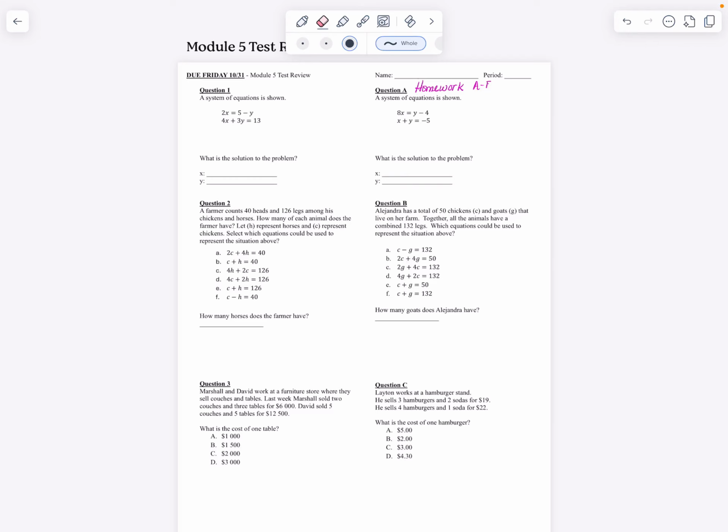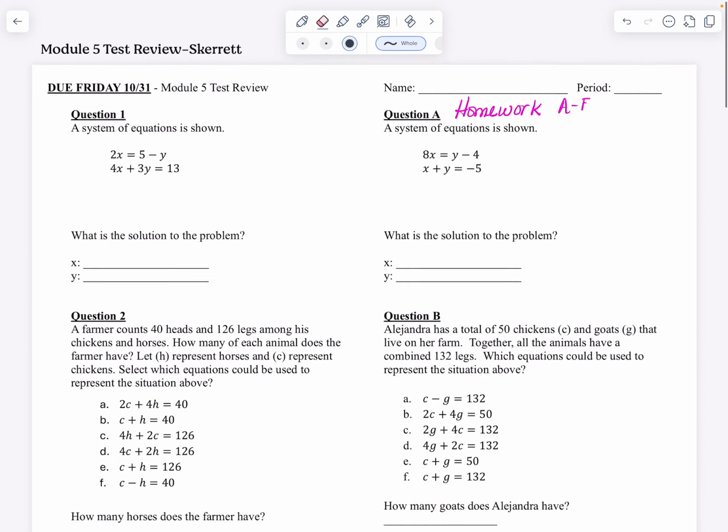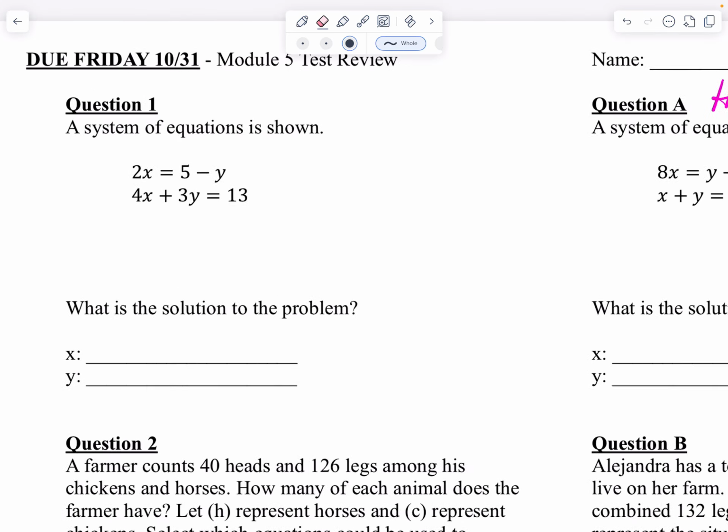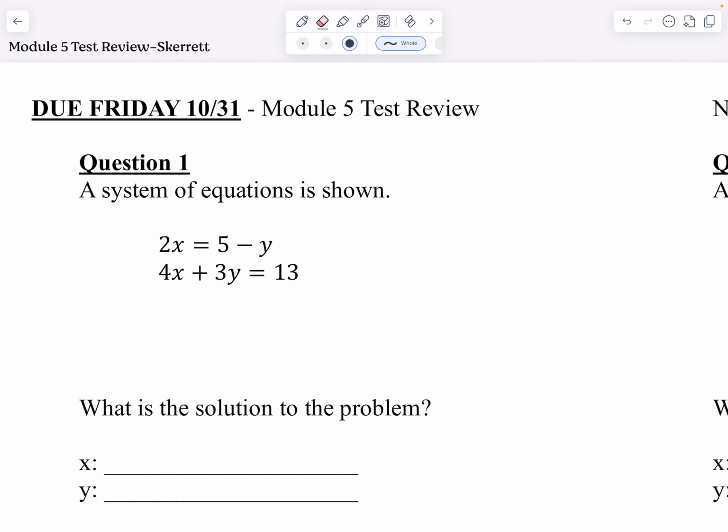Hi all, let's go ahead and get started on our Module 5 test review. Now I am going to be working on problems 1 through 6. Examples A through F are yours for homework. They are due tomorrow. So let's go ahead and look at this very first one.